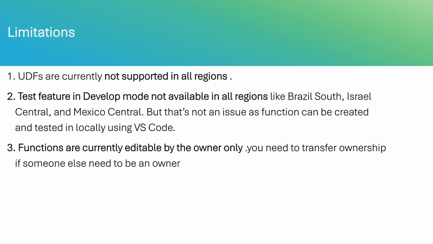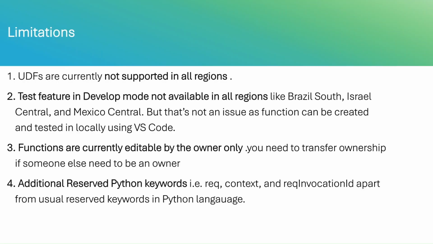Functions are currently editable by the owner only. So suppose you want to transfer the ownership, you have to do it with the transfer ownership option. Additional reserved Python keywords: while developing a UDF, you have to understand that you can't use req context and req invocation ID as they are keywords, apart from the usual reserved keywords in the Python language.